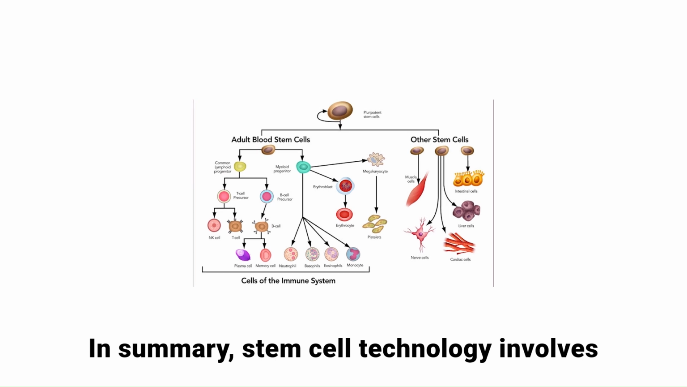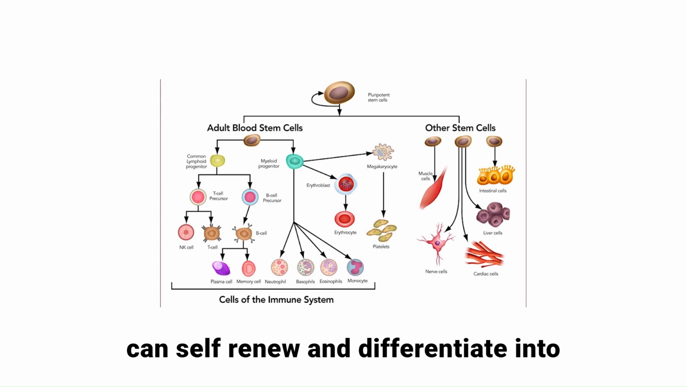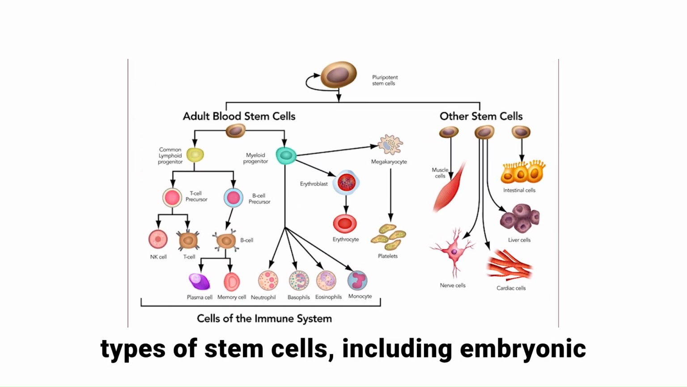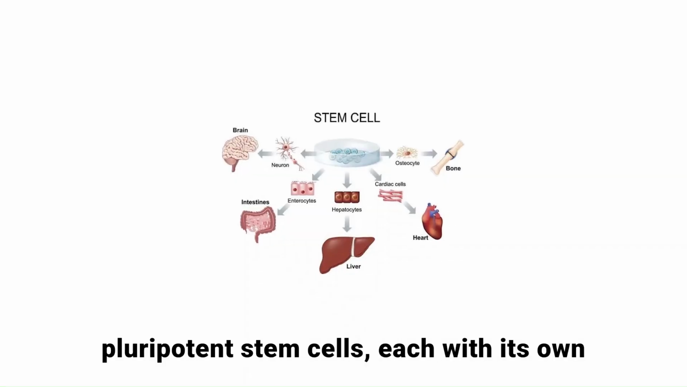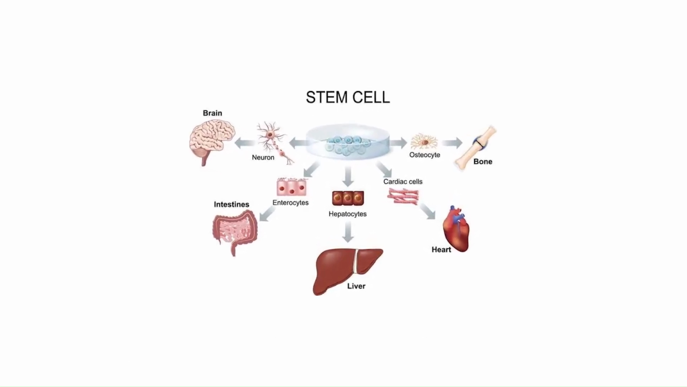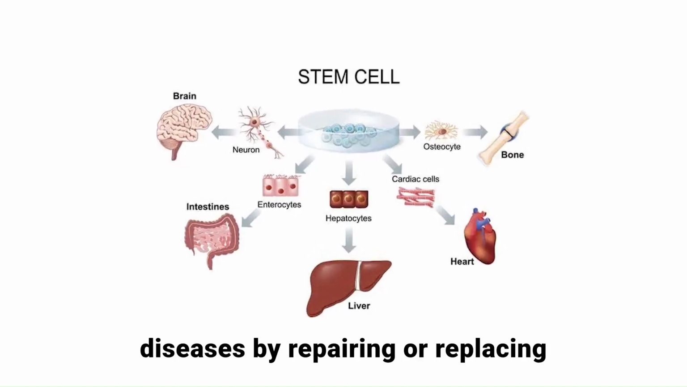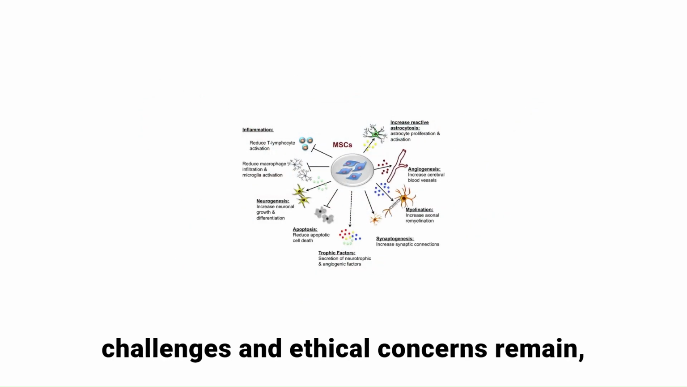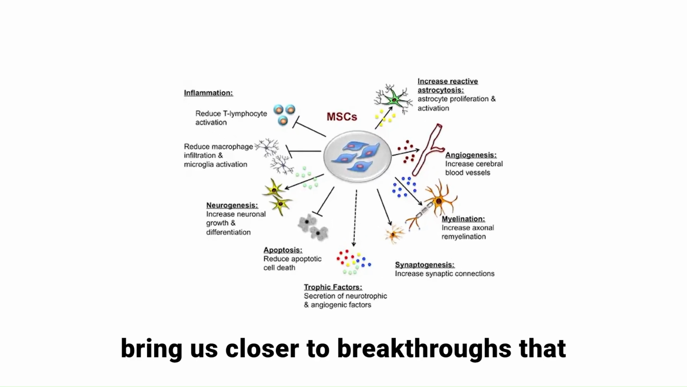In summary, stem cell technology involves the study and use of special cells that can self-renew and differentiate into other cell types. There are different types of stem cells, including embryonic stem cells, adult stem cells, and induced pluripotent stem cells, each with its own characteristics and applications. In regenerative medicine, stem cells offer hope for treating a wide range of diseases by repairing or replacing damaged tissues and organs. While challenges and ethical concerns remain, the progress in this field continues to bring us closer to breakthroughs that could transform healthcare.